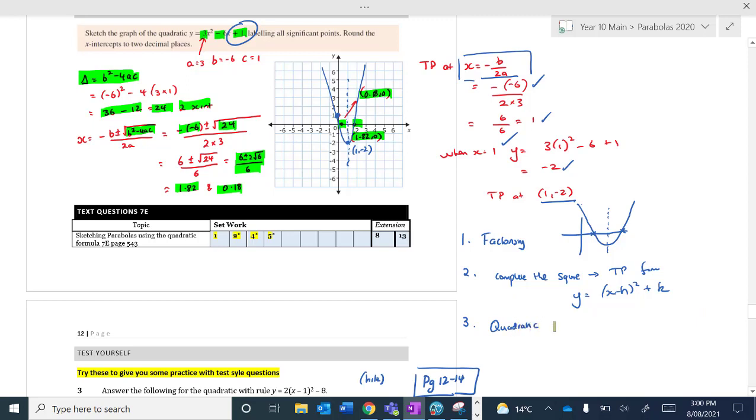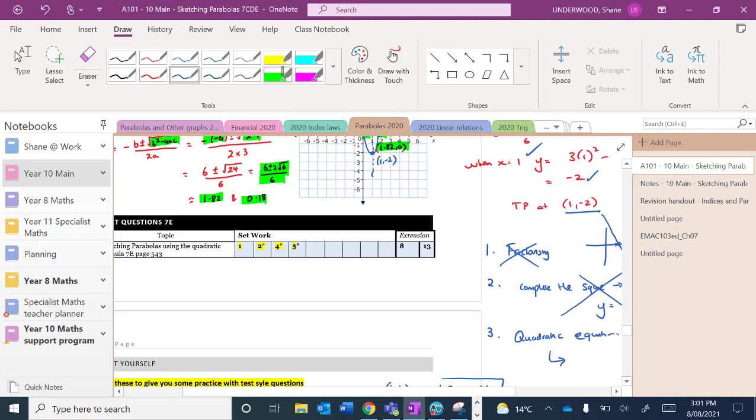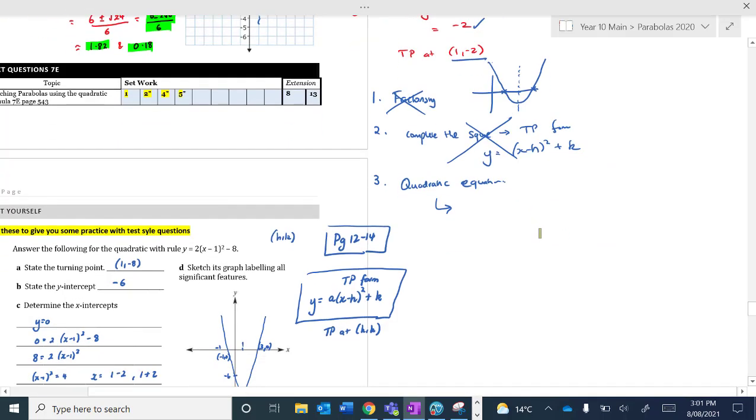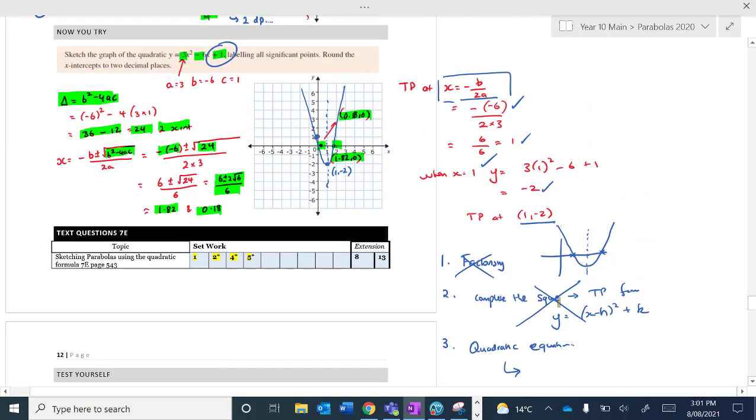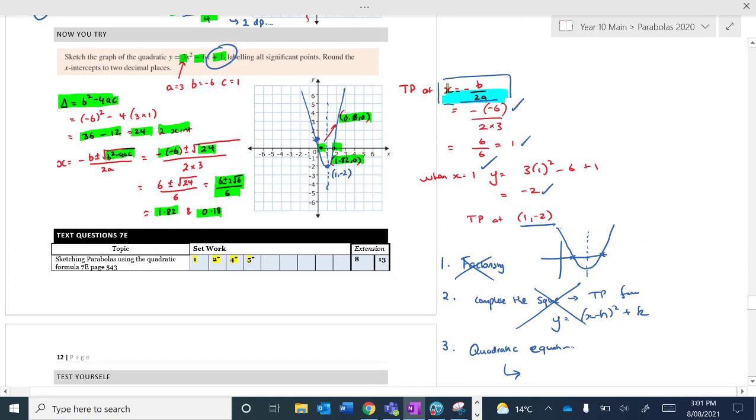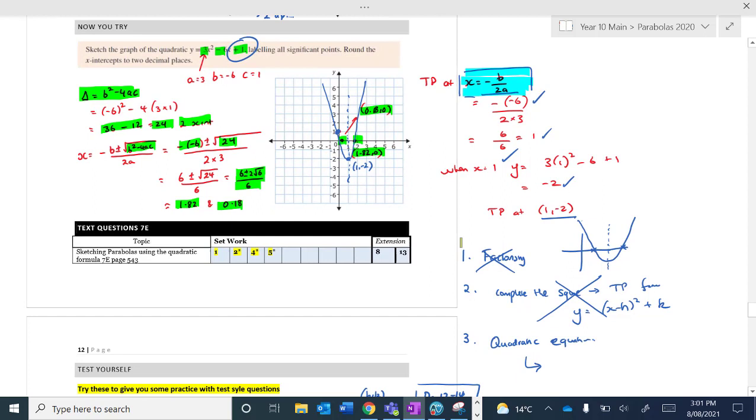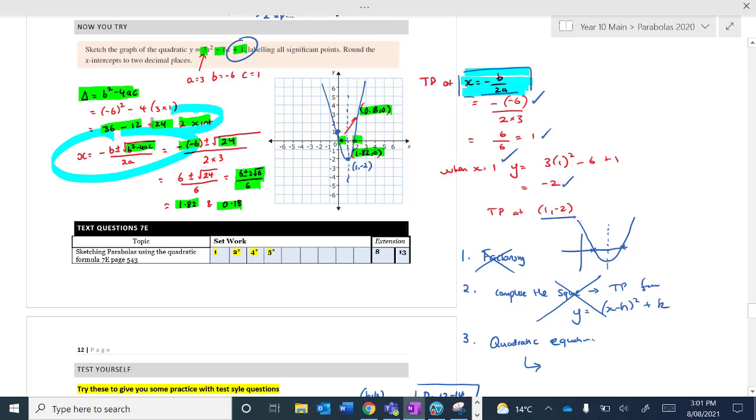So if it's really tricky to factorize, or we can't factorize, and if completing the square is not really doable, particularly because we've got a non-monic, then we're going to have to use the quadratic equation. And when doing that, you need to be able to use the rule for finding the turning point: the x part is at minus b on 2a. You're going to have that quadratic equation handy somewhere. And then of course you can work out the discriminant, which also tells you how many x-intercepts there are.